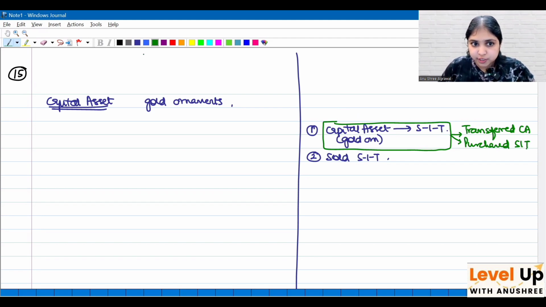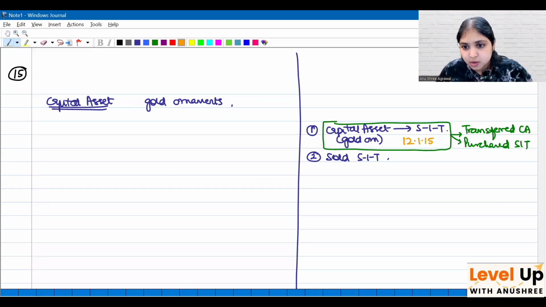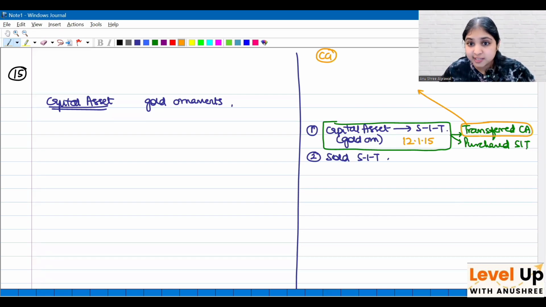When did this conversion happen? This capital asset got converted into stock in trade on 12th Jan 2015. On this date, I will assume I transferred capital asset. So if I transferred the capital asset, then which head of income will be involved? If I transferred the capital asset, capital gains head of income will be involved, right? In reality, I did not sell away the capital asset. I am imagining I sold away the capital asset on this date. So capital gains head of income will be involved.